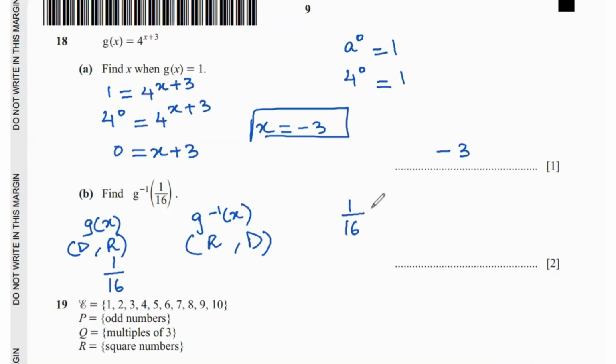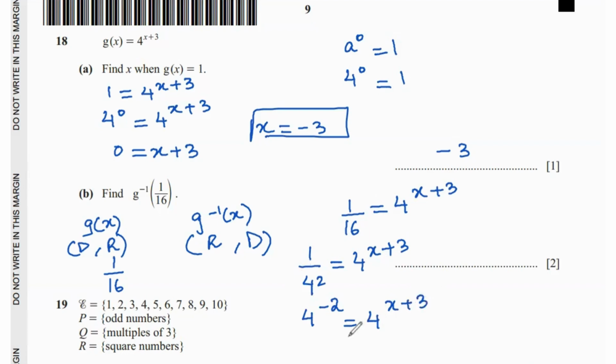So keeping that in mind, you put the function equal to 1 over 16, because the range is basically your y value and the domain is the x value, equals 4 to the power of x plus 3. Now 16 is 4 squared, and we can rewrite 1 over 4 squared as 4 to the power of negative 2 using one of the rules of indices. So once again, since the bases are the same on both sides, we can put the powers equal to each other. So negative 2 equals x plus 3, and x is going to equal negative 5. That's your answer.